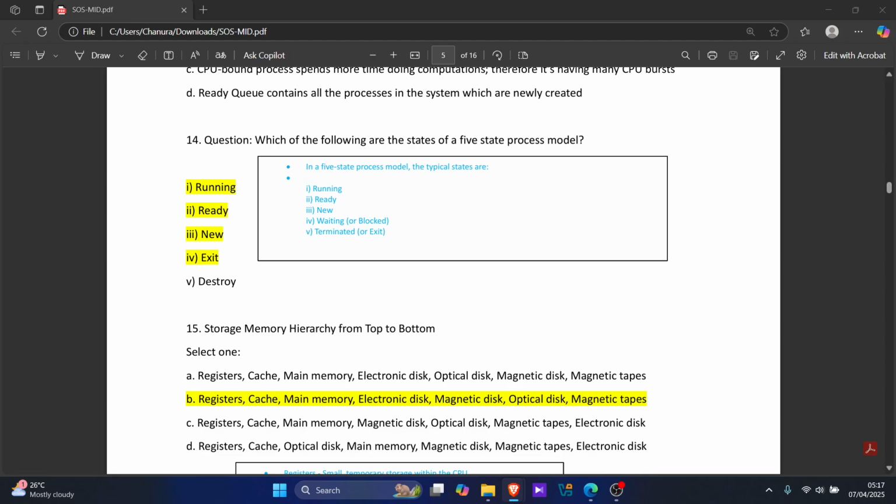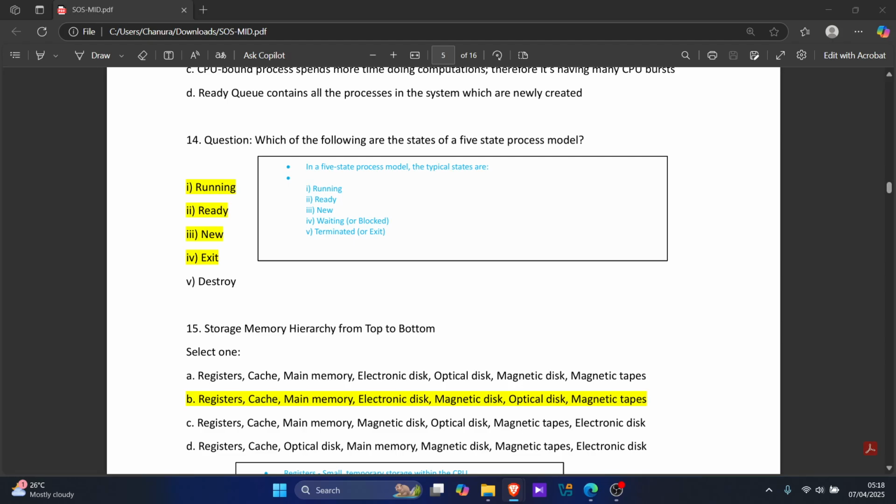Alternatively, perhaps in some models, after exit, the process is in a destroy state. But I think exit and terminated are the same state. Once a process is terminated, it is removed from the system, so destroy might not be a state but an action taken by the OS to deallocate resources. Therefore, destroy is not a state. Hence, among the options given, the 5 states would be new, ready, running, exit, and blocked.